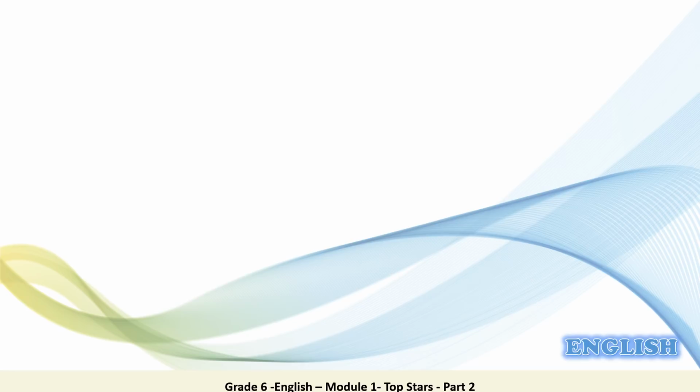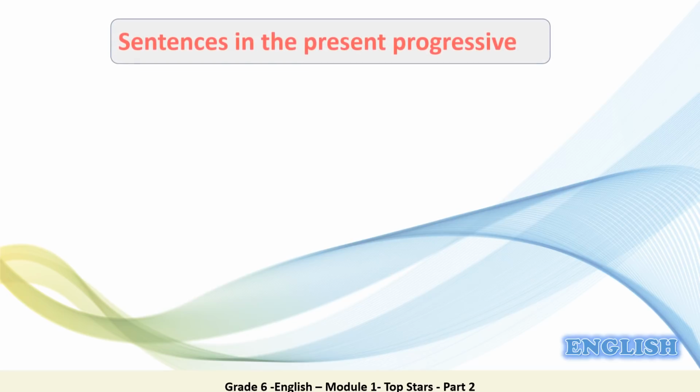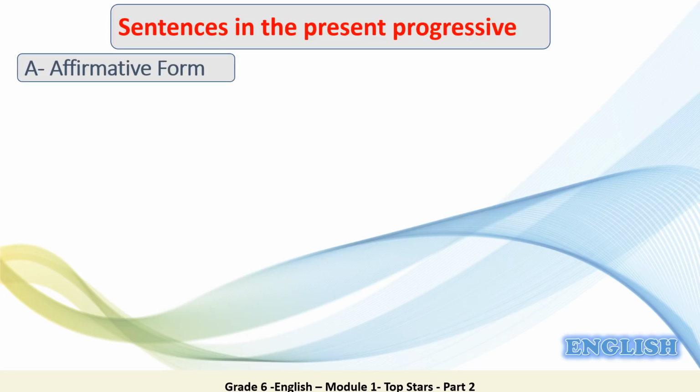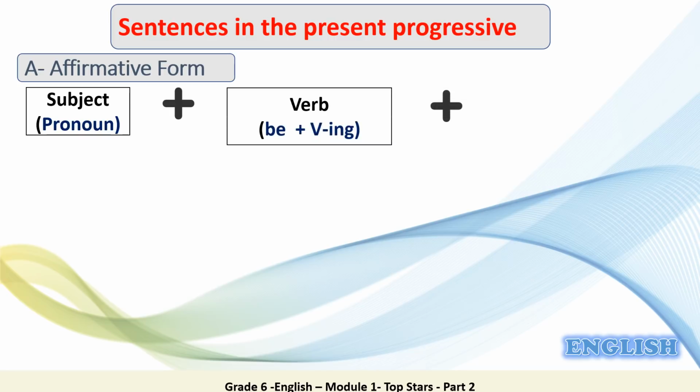Let's start forming different types of sentences using the present progressive. First, the affirmative form. Now, like we discussed before, to form a sentence, you need a subject, which could be a noun or a pronoun. And then you need the verb, which is going to be the verb be plus the main verb ending in ing. And finally, we need the object. All right, let's see how.